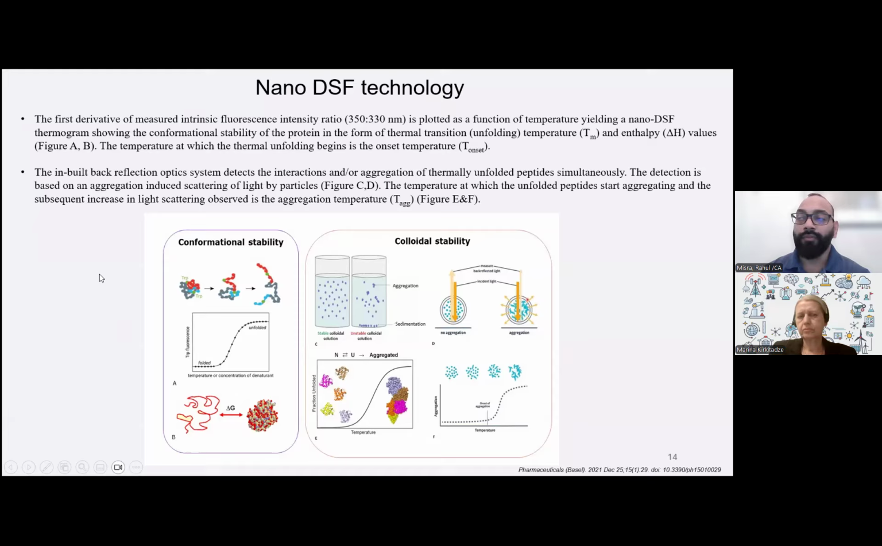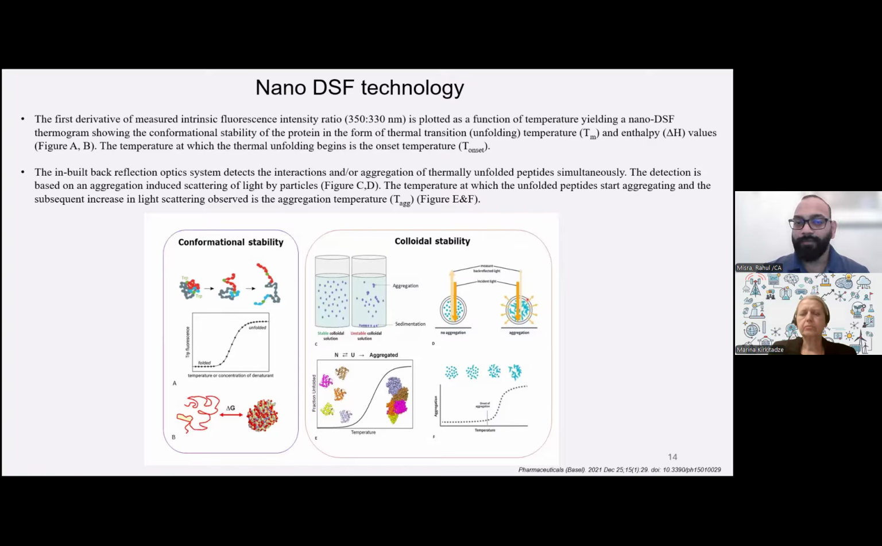For conformational stability, DSC, which is differential scanning calorimetry, is the gold standard technique used in the pharmaceutical industry. But we also have a newer technique, which is called nano DSF, or DSF, differential scanning fluorimetry. They both give similar information, but they work on different principles.